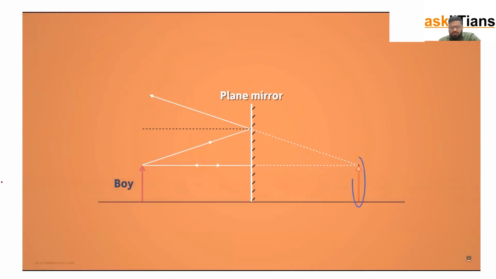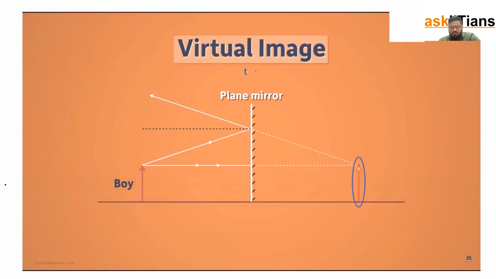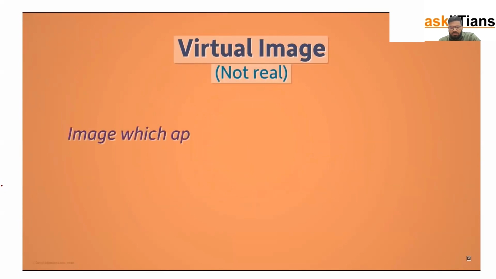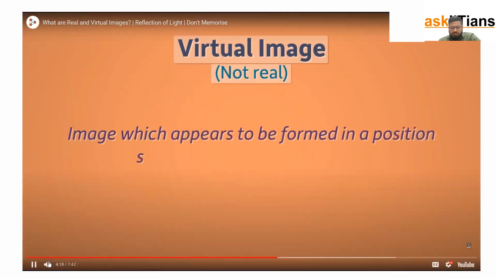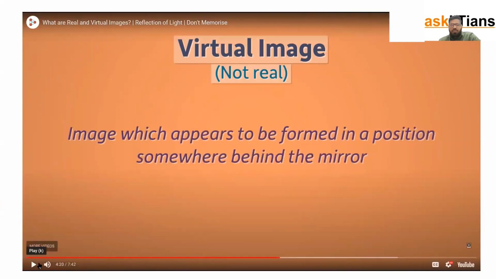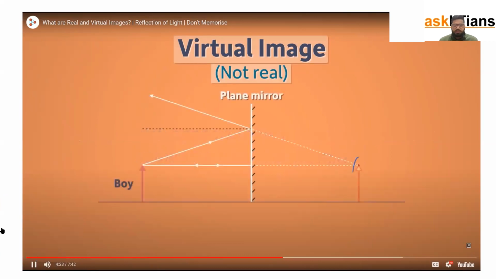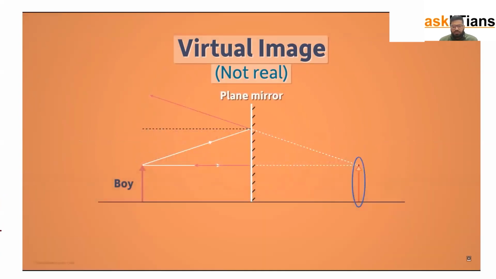So we say that the image formed here is virtual, or in other words, not real. You can think of a virtual image as an image which appears to be formed in a position somewhere behind the mirror. We have already seen that an image which forms behind the mirror is known as a virtual image, in which light rays do not actually meet. They appear to meet or come from a point. In reality, it isn't there. A virtual image is formed when the light rays diverge after reflection from the mirror. Every plane mirror forms a virtual image.